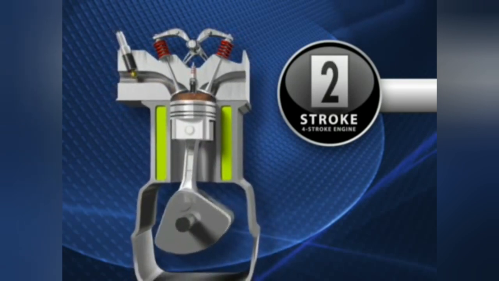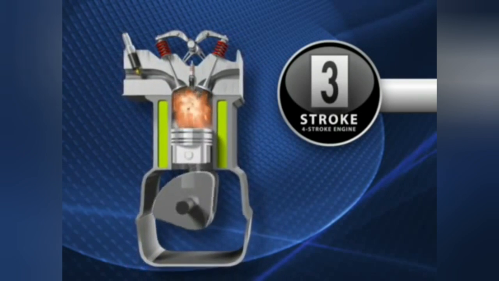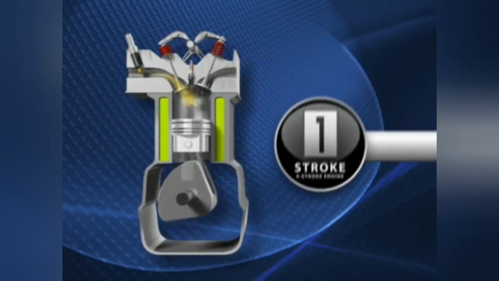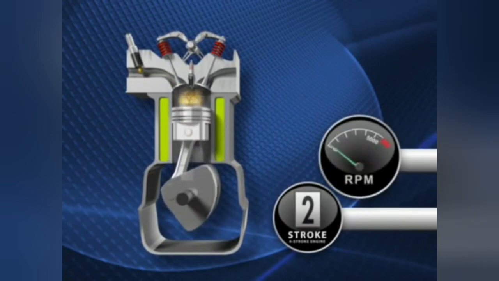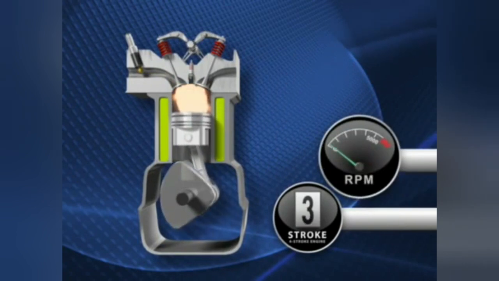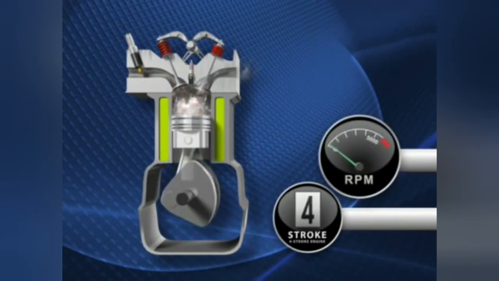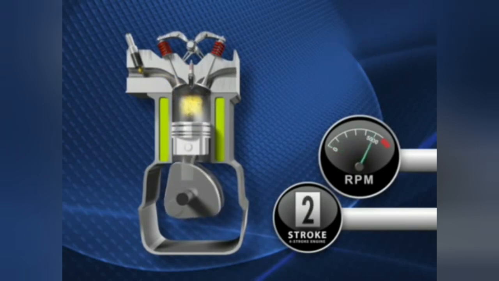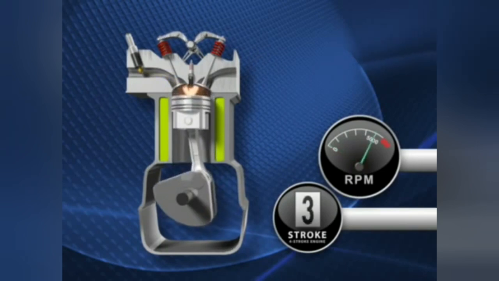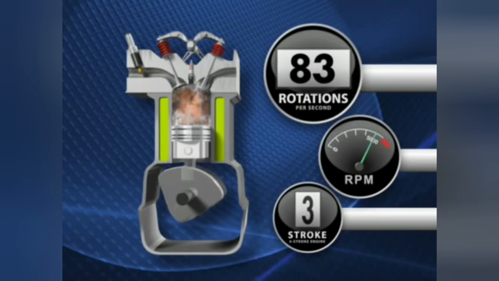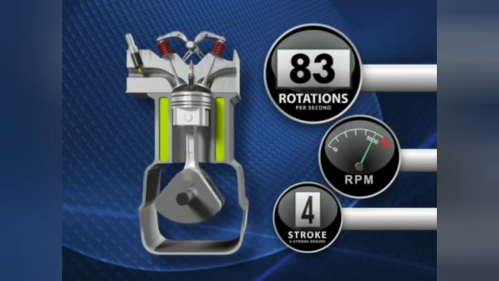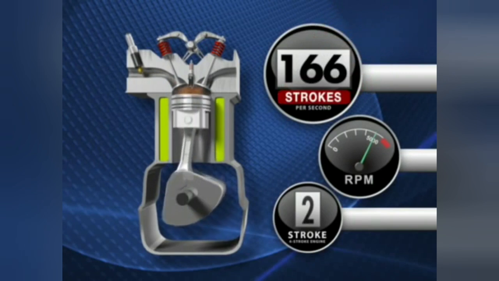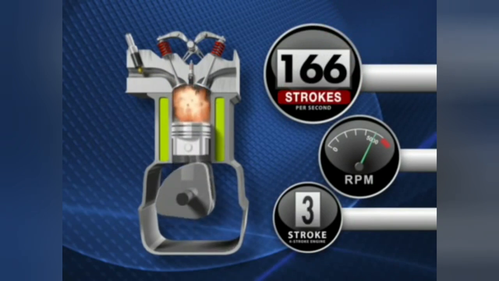It takes one up and down motion, or 2 strokes of the piston, to create 1 revolution of the crankshaft. RPMs, or revolutions per minute, is how many times the crankshaft rotates within that minute. At wide open throttle, the crankshaft may turn at 5,000 RPMs, or a dizzyingly 83 times per second. Meanwhile, the piston traveled up and down 166 times in that same second.